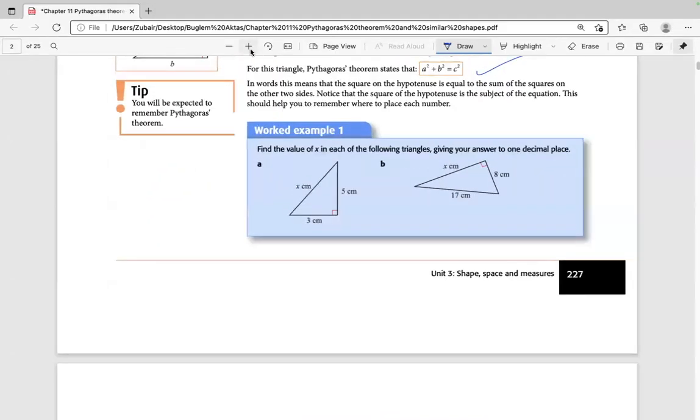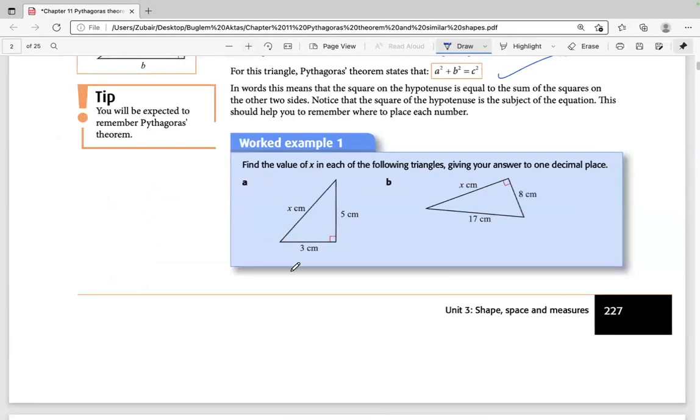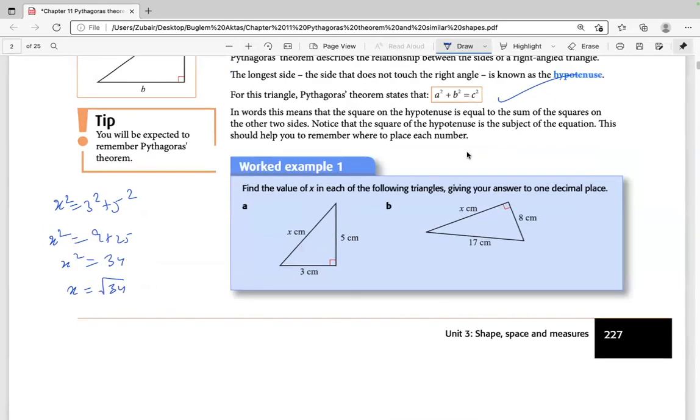Let's work this out. So I can write x square is equal to 3 square plus 5 square for the first one. x being the longest side comes on one side. That is 9 plus 25. x square is equal to 34. x is equal to square root 34. Giving the answer to one decimal place, the square root of 34 is 5.8 up to one decimal place.